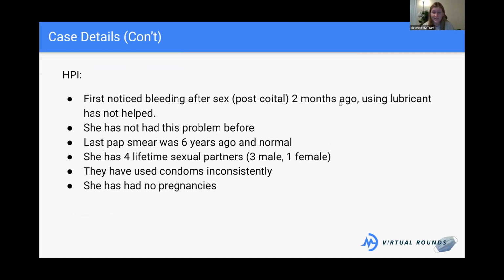And her last pap smear was 6 years ago, which is a pretty long time. The guidelines currently for people who are low risk in this age group are to get one every 3 years, and even more frequently if you're high risk. This patient has 4 lifetime sexual partners with a combination of male and female. Depending on her practices, and it looks like they've used condoms inconsistently, this would be behavior that we would deem higher risk. So we would consider maybe even doing more frequent pap smears than every 3 years. So the fact that she's gone 6 years is definitely a red flag. And she has no pregnancy history, no obstetric history that we need to worry about.